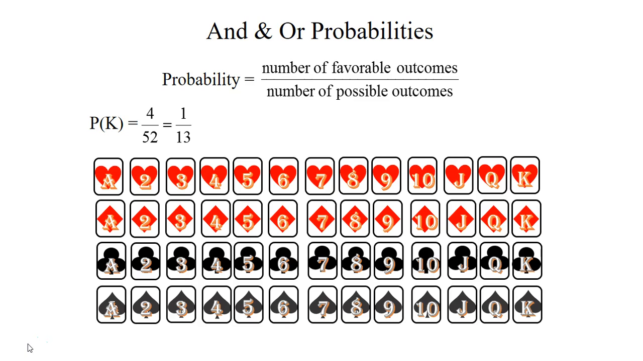Let's find the probability of choosing a heart. There are 13 hearts out of 52 cards, which gives us a probability of 1/4.